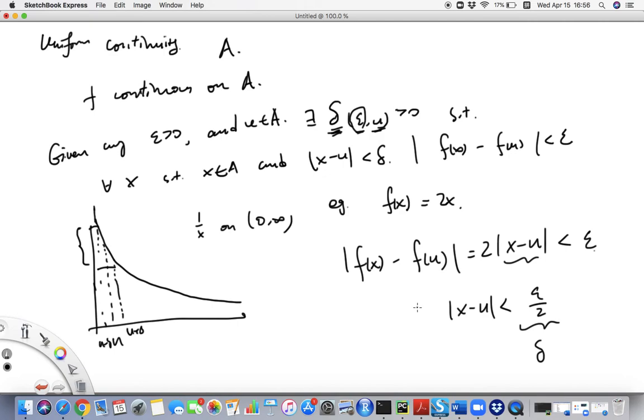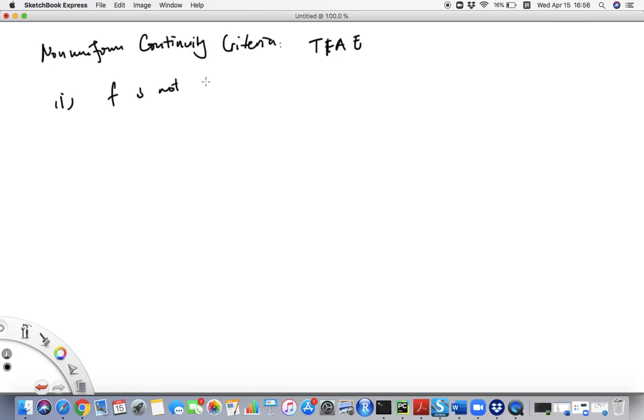So that's that. And here is the non-uniform continuity criteria. So the following are equivalent. So shorthand, TFAE: the following are equivalent. So 1, f is not uniformly continuous.